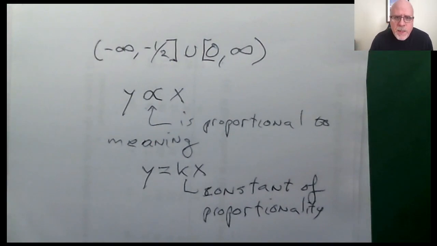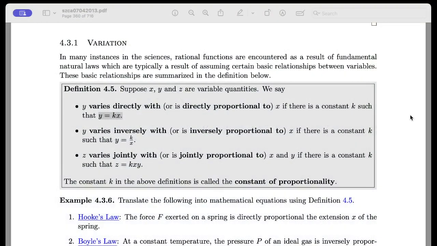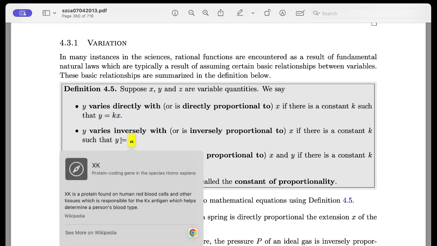All right, so back to the text. That's direct proportionality we just mentioned. There's also inverse proportionality, which means there's kind of a seesaw between the two things. As one goes up, the other goes down, and vice versa. And, well, you can see on the screen what that means. Again, there's a constant involved, but now y is proportional.